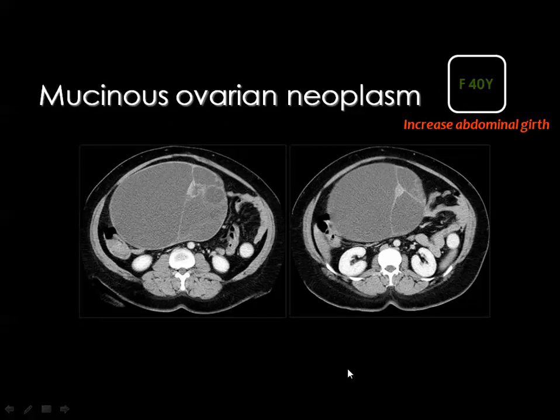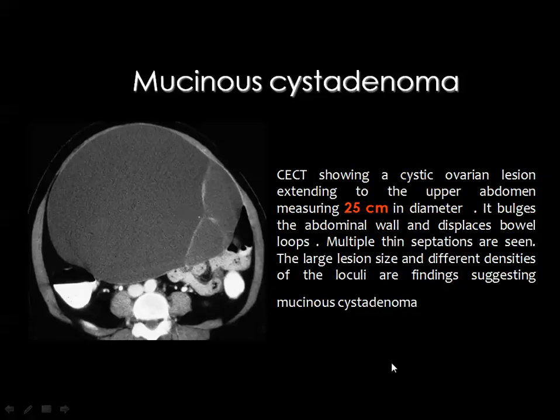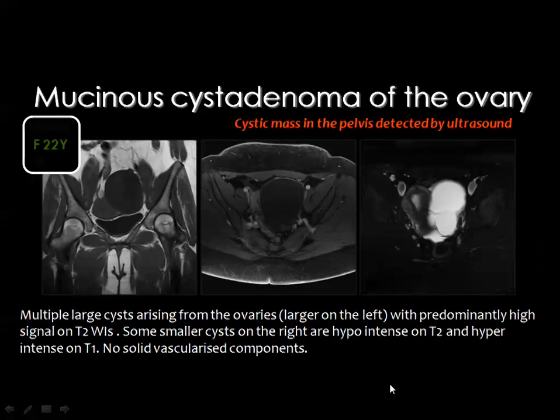Then you remember that the mucinous benign ovarian cystadenoma is a sizable lesion, is a cystic lesion containing internal septations with no evidence of mural nodules or masses. And this is a big cystic lesion in the abdomen showing some internal septations diagnostic of mucinous cystadenoma.